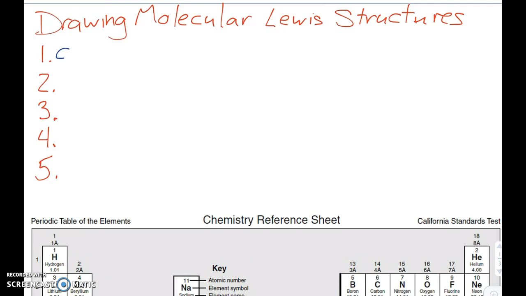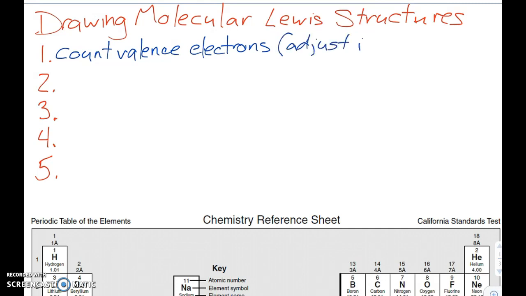So first step is to count the valence electrons. We'll do a quick review of that: how to count valence electrons for an atom, and then we're going to add them all together to find the molecule. And then I'm going to add here, just if charged. You hopefully remember that if something has a charge, we call it an ion, and that means it's either gained or lost electrons. So if it's gained electrons, we need to adjust for more valence electrons. If it's lost electrons, we need to adjust for less valence electrons. So there's our first step.